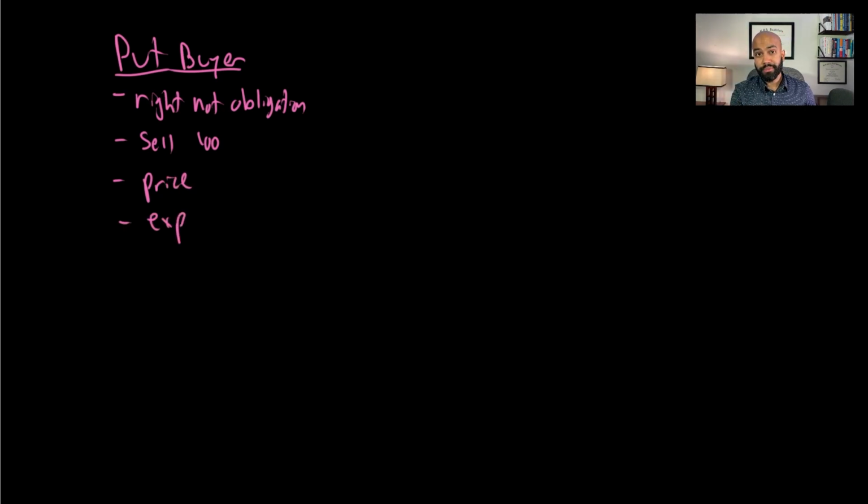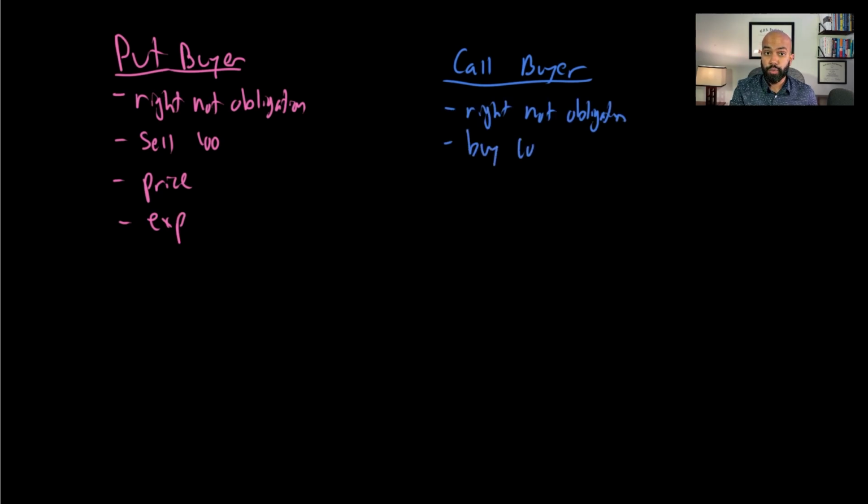Now, if you remember the call option definition, they're actually very similar. So I'm actually going to put up call buyer here. They also have the right but not obligation to buy 100 shares at a certain price on or before an expiration. So they're actually the exact same definition between the call option and the put option, except for this one word. The put option gives you the right to sell the stock. The call option gives you the right to buy the stock.